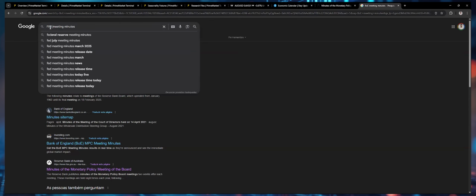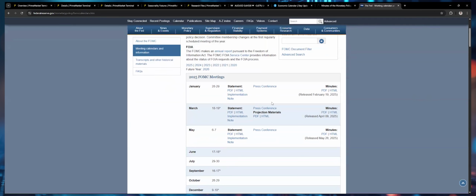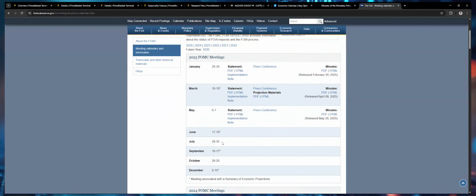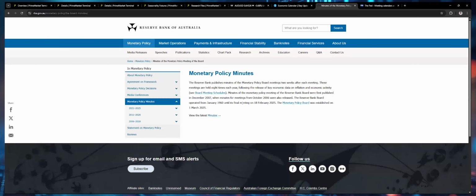The Fed, of course, Fed meeting minutes, meeting calendars and information. Once you click in there, you're going to see that the last one was in May, and then you have the statement and you have the minutes. So every single one, like January, March, May, all of them will have it. The next one will be on the 17th or 18th, just depending on your time zone, and it will have the minutes as well. Okay, so what we want is this one.